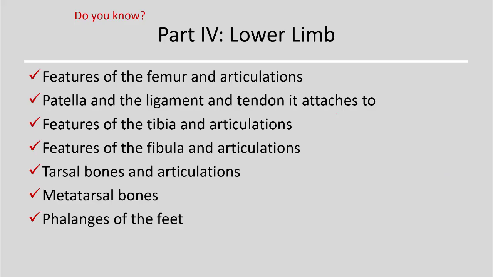So for the lower limb, you should know about the femur, what it articulates with, as well as specific features. The patella, and you should know about the ligament and tendon that attach to it. You should know the features for the tibia and fibula, as well as what they articulate with. You should know the tarsal bones and their articulations. You should know then what the metatarsal bones are, as well as the phalanges of the feet.